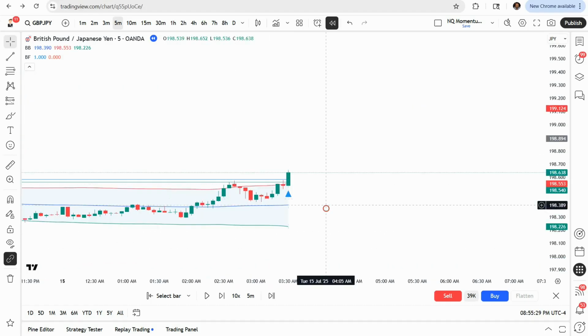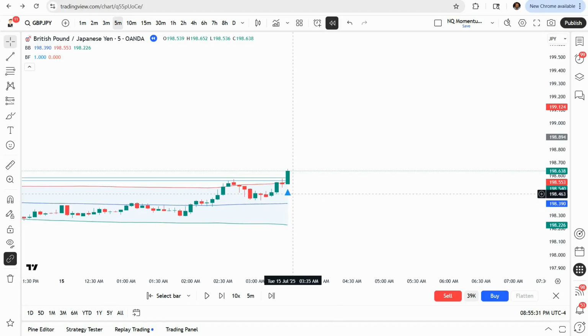And for a long trade setup, what we are looking for is a blue arrow from the breakout finder. And then again, we want price to either be breaking above the upper Bollinger Band or be outside of that upper Bollinger Band, just like it is here. And that'll be our signal to then enter into a long.